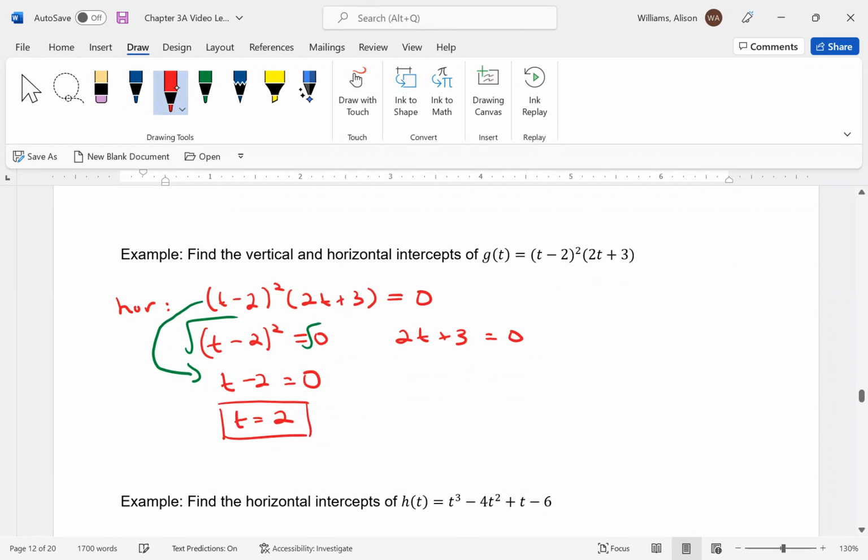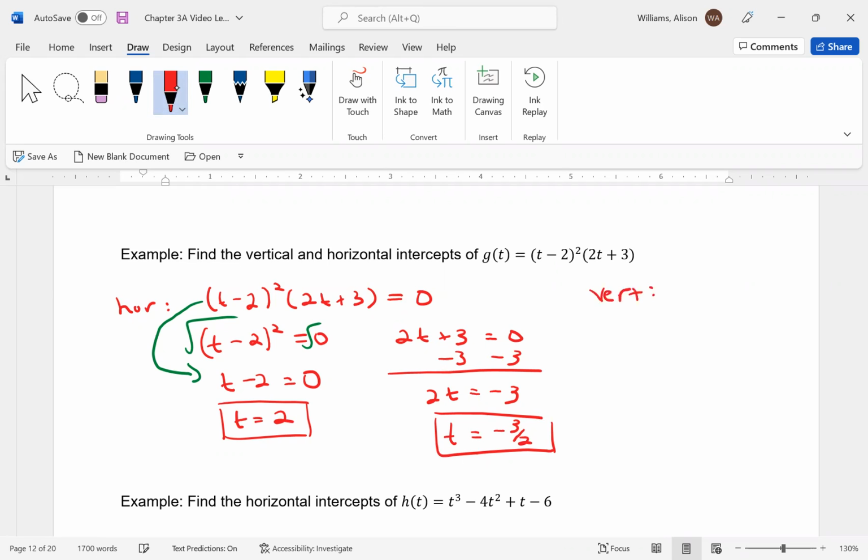There's 1. Okay, over here, minus the 3. I don't know why I'm showing that step. Negative 3, divide by 2. So I'm getting negative 3 halves. And there we go. So there's our horizontal intercepts. Now let's do the vertical intercept.